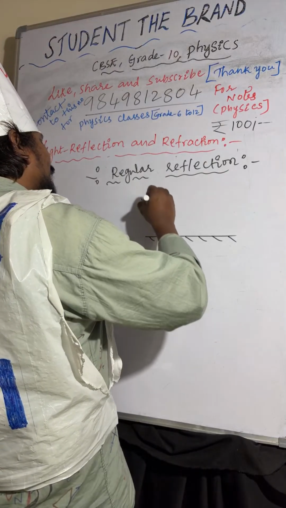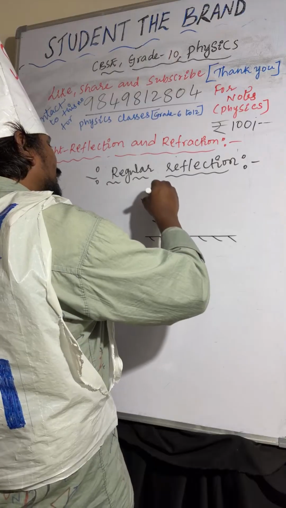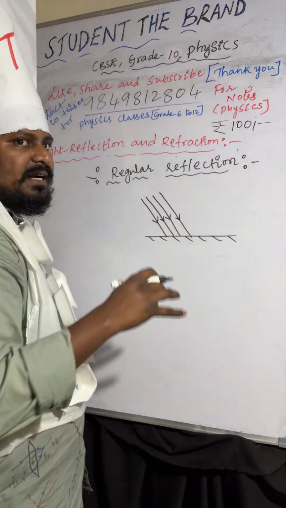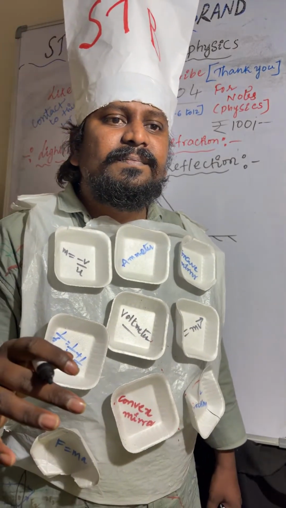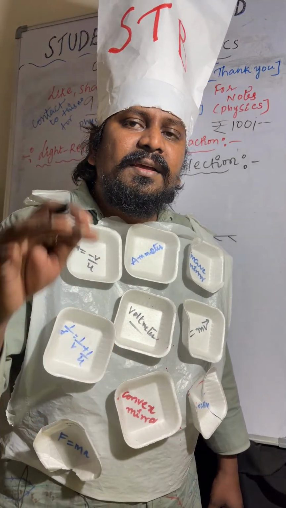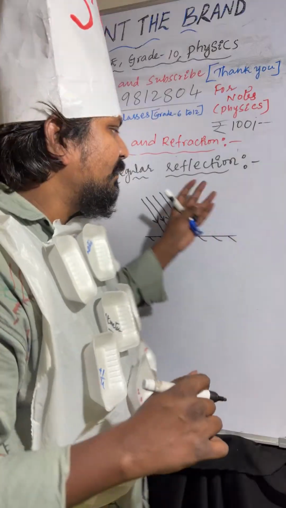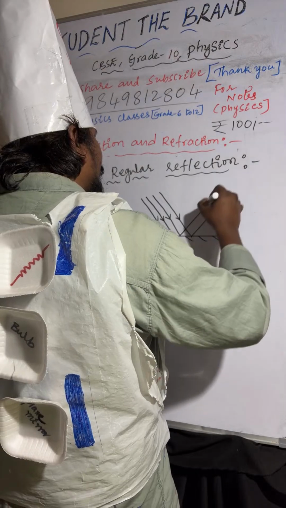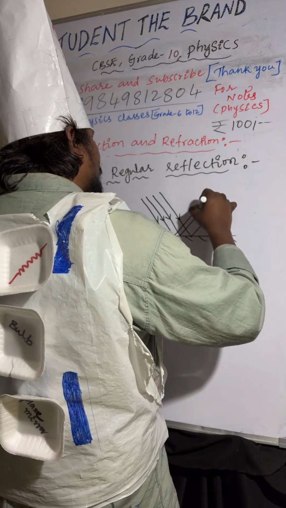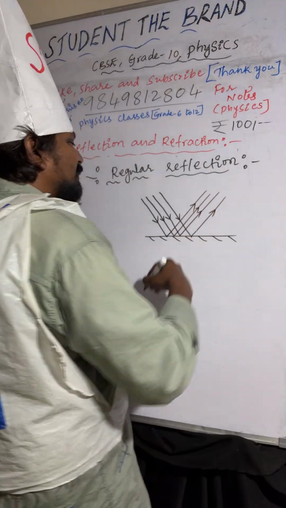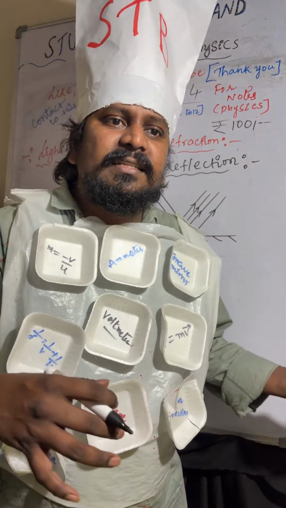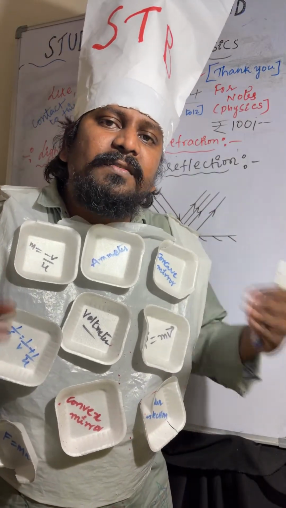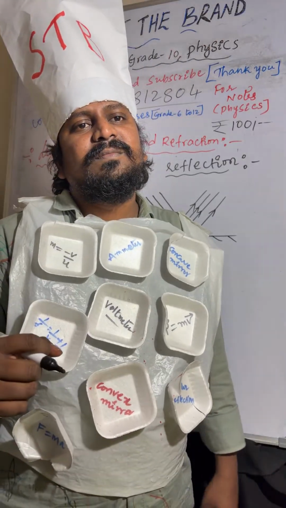1, 2, 3, and 4. Incident parallel beam, then the reflected beam is also parallel. Incident light rays are parallel, then reflected light rays are also parallel to each other. This type of reflection is called regular reflection.